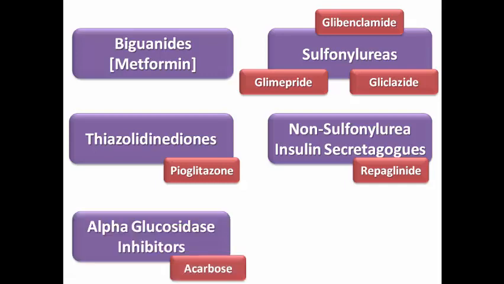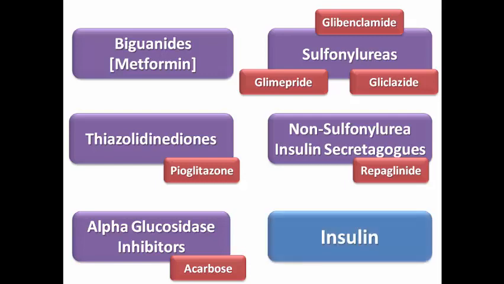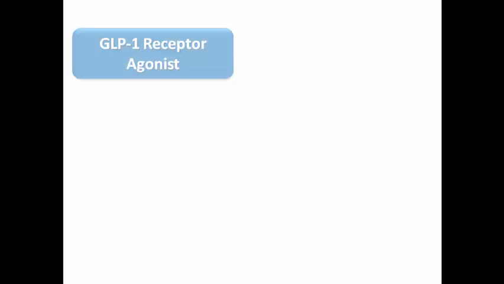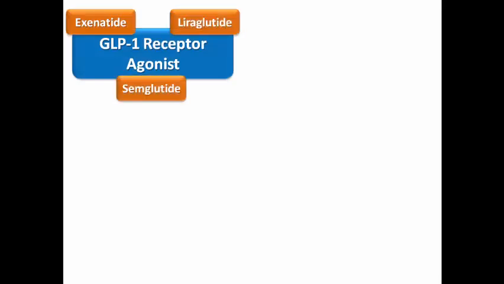We have alpha-glucosidase inhibitors like acarbose, and of course in type 1 diabetes and the refractory stages of type 2 diabetes, we use insulin, either the basal insulin or the short-acting insulin used with meals. But we have also the more recent examples in the last decades, like the GLP-1 receptor agonists, standing for glucagon-like peptide, like exenatide, liraglutide, semaglutide, which are mostly subcutaneous medications.